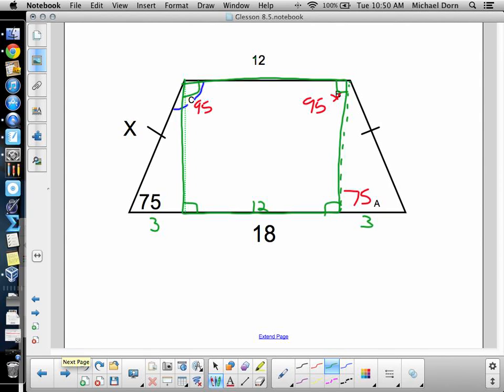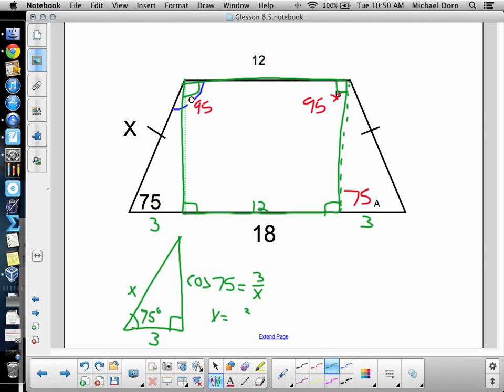6 total, but since this isosceles is split evenly, and what do I have here now? I have myself a right triangle. X is there. 75 degrees is here. Right angle here. And this side we know is 3. Adjacent, hypotenuse. Cosine of 75 is 3 over x. So x equals 3 divided by cosine of 75.